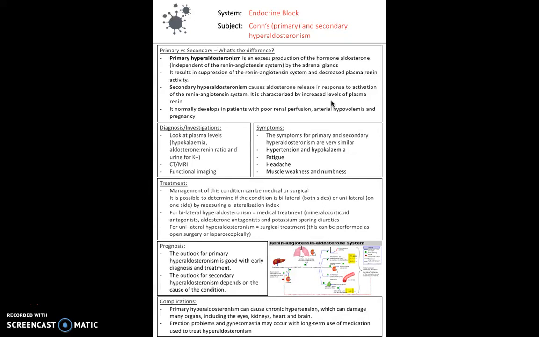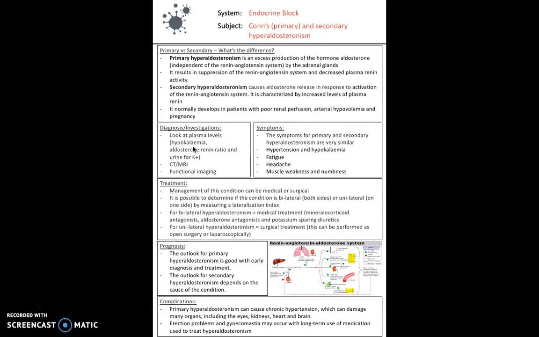So overall, hyperaldosteronism normally develops in patients with poor renal perfusion, arterial hypovolemia, and pregnancy. So in terms of diagnosis, we can look at our plasma levels, so are they hypokalemic? We can also look at their aldosterone to renin ratio, and this will allow you a more conclusive diagnosis of whether it's primary or secondary forms. We can look at CTs and MRIs, so for example we can look at the adrenal glands, and we can look at the pituitary as well, to see if there's a problem higher up, and then we can have a look at functional imaging as well.